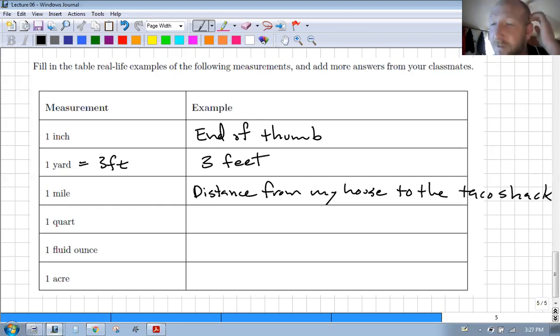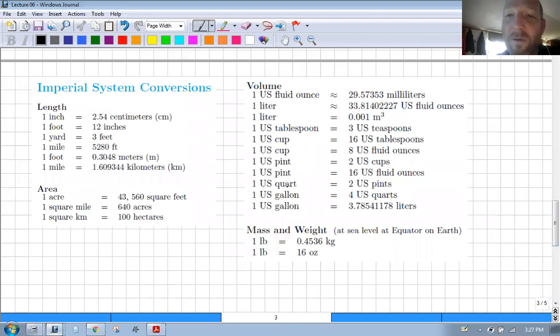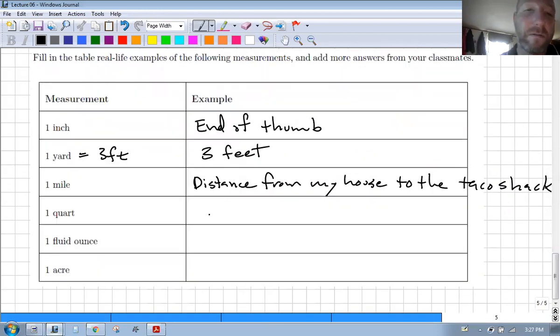1 quart. Let's see, it's about a quart. Let's look up here at a quart. A quart is 2 pints. Takes 4 quarts to make a gallon, so let's just say 1/4 of a gallon of milk.